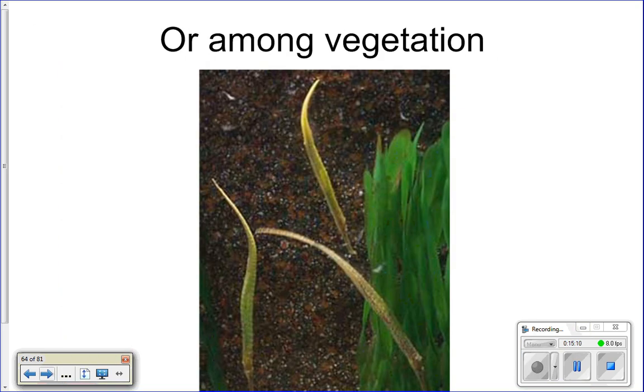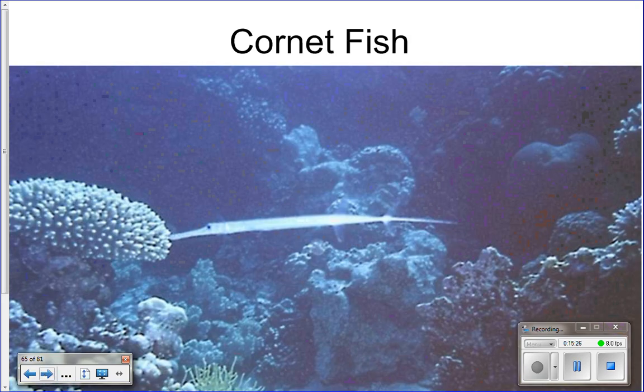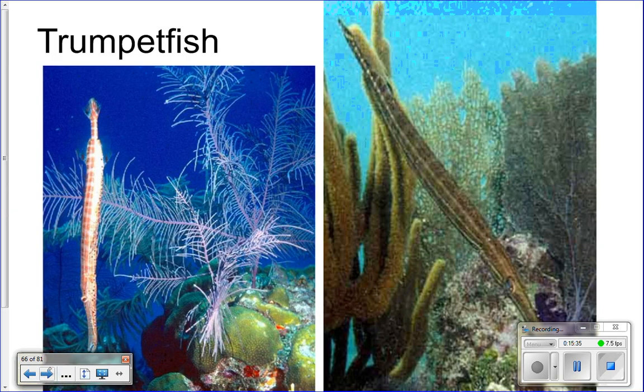Okay, that body shape is also good for hiding among vegetation. So these type of fish will actually live their life with their head hanging down, trying to blend into the grass. So they'll sway with the current and try and blend into the grass. Cornet fish is another type that's really long, attenuated, long and skinny. And like pipefish and trumpet fish. Okay, so lots of different kinds.